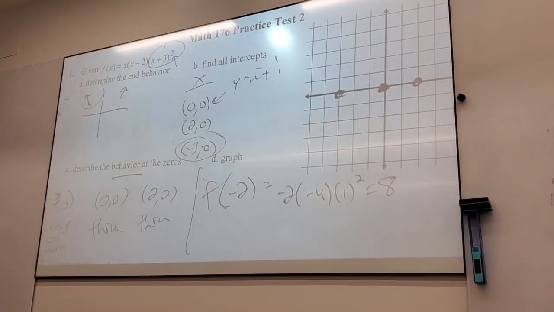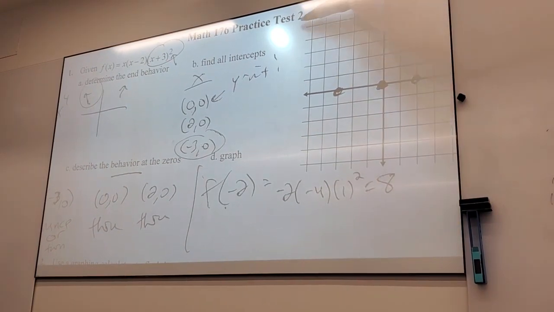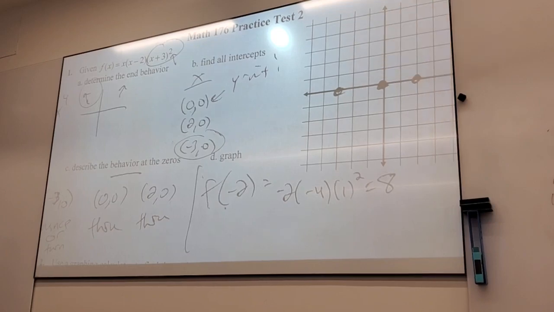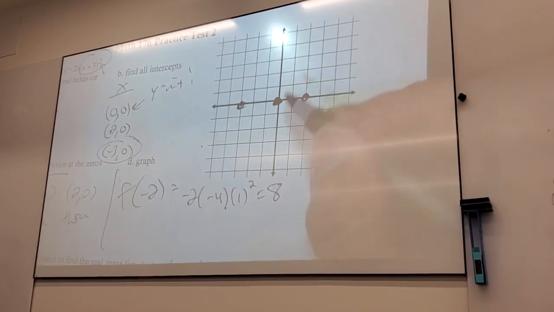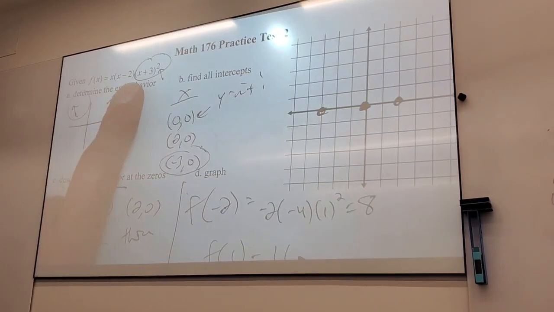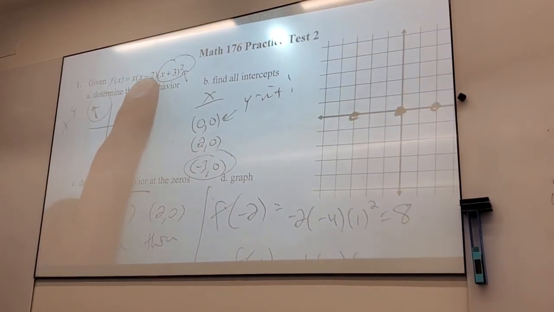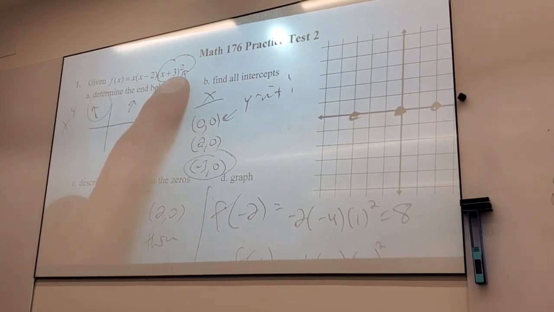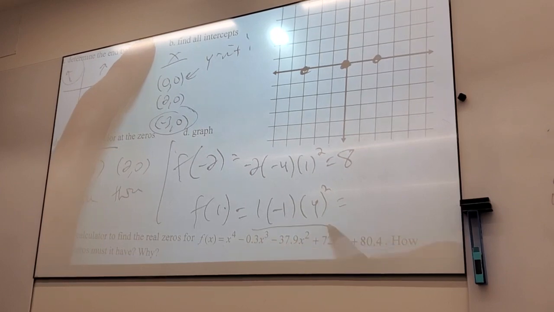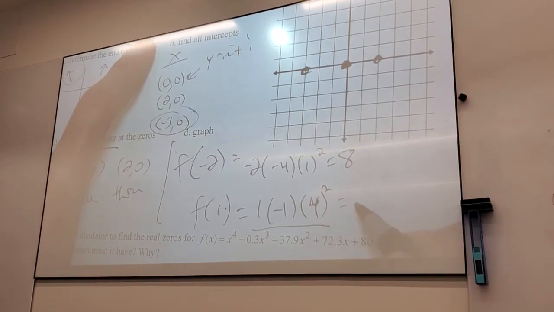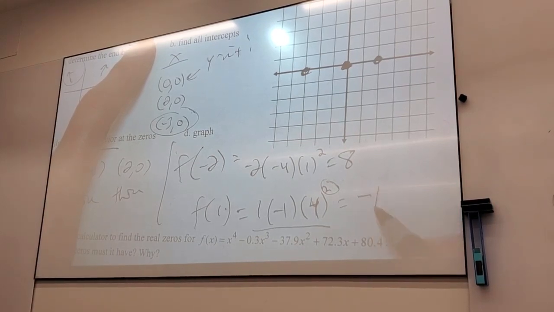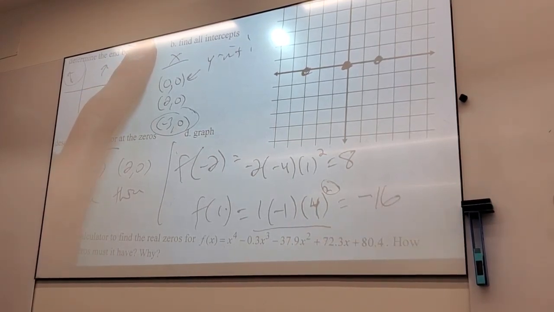8, which is good. I knew it was going to be up here, because it starts up, it turns, it better be up here. What's a good point over here, of course? 1. So if I plug a 1 in, I get 1 times negative 1 times 4 squared, which is? Negative 4? Oh, squared. 16? Negative 16, right?